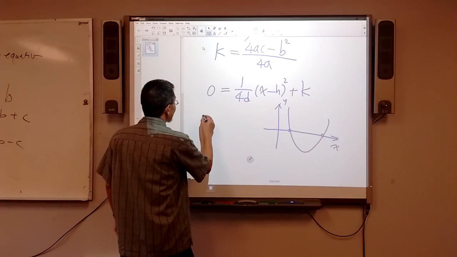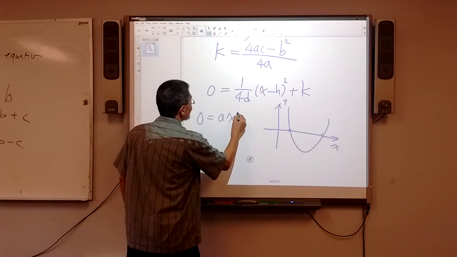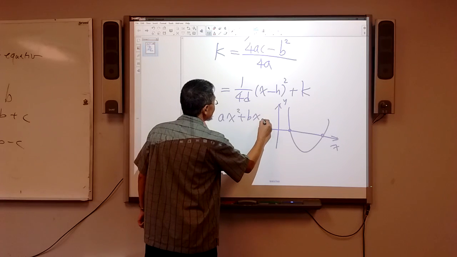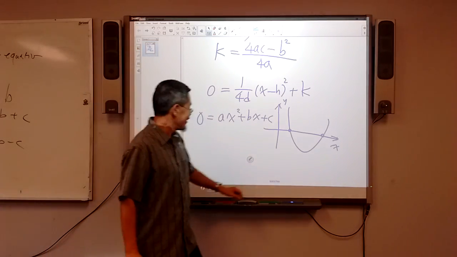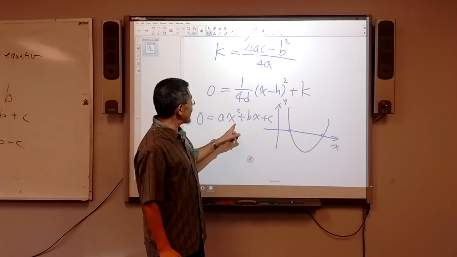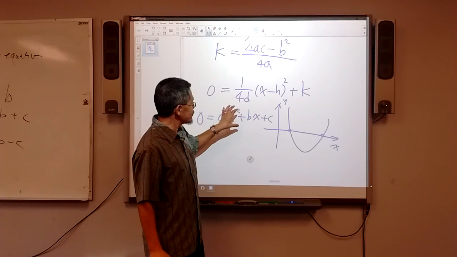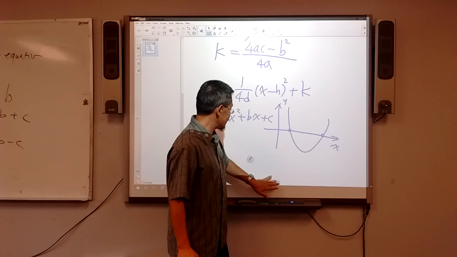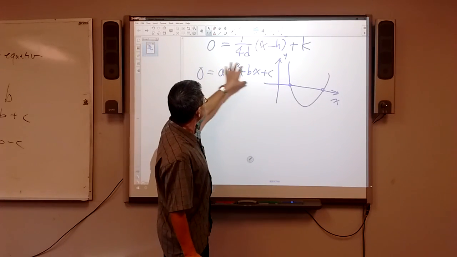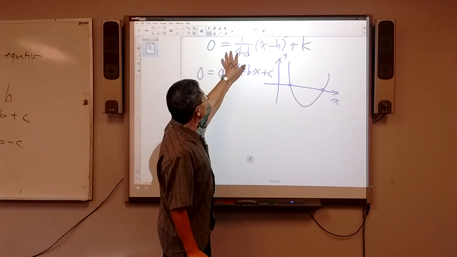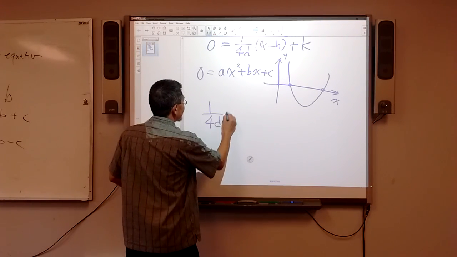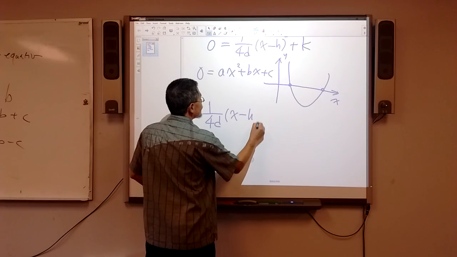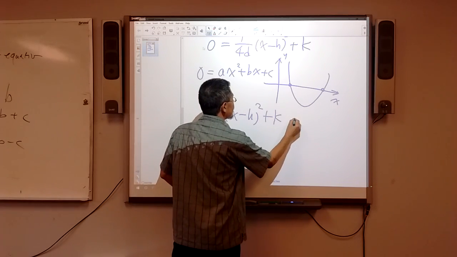Or sometimes we write it like this. That's the same thing. We just set them to 0, right? I like that one. Actually, this one is much better, easier than this to find our x-coordinate. So if we want to do it from here, what do we have? We have 1 over 4d times (x minus h) squared plus k equals 0, right?